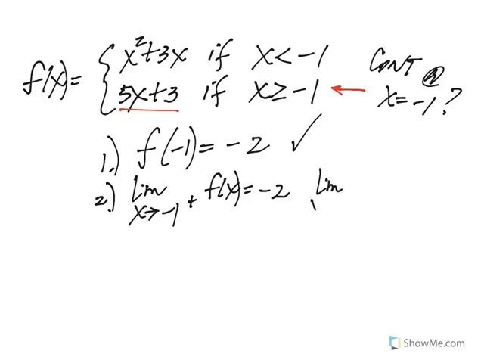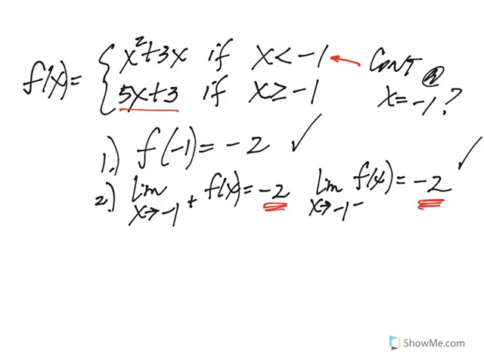And now I want to take the limit as x approaches negative 1 from the left. Now instead of using this bottom one here, I'm going to be using this top one here, because I'm less than negative 1. So if I now plug in negative 1 wherever I see an x, this gives me positive 1 plus a negative 3. That gives me negative 2. So check. Both of these are finite and matching values. So this is looking really good.